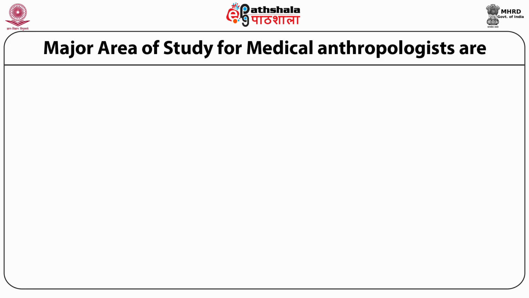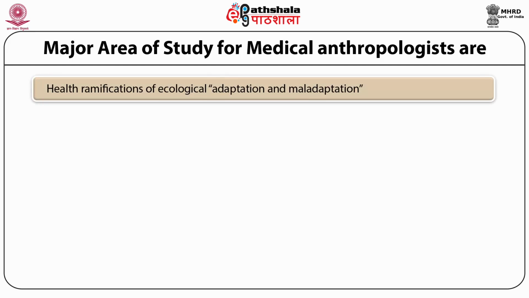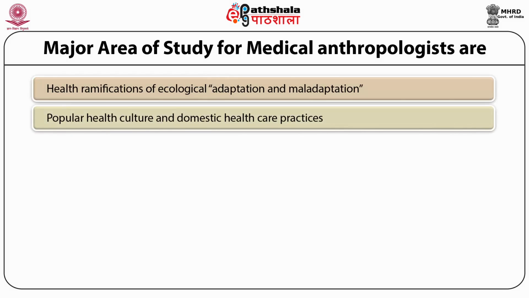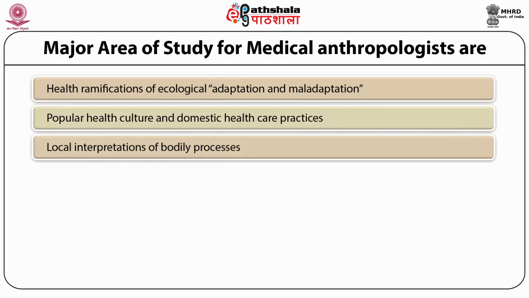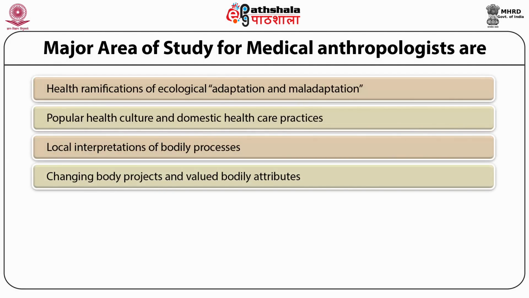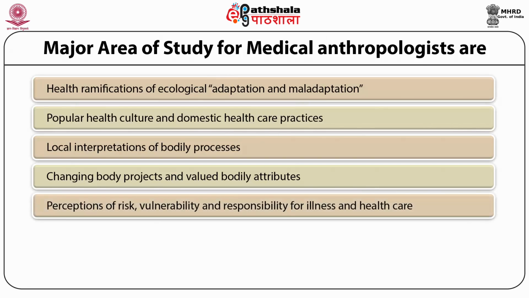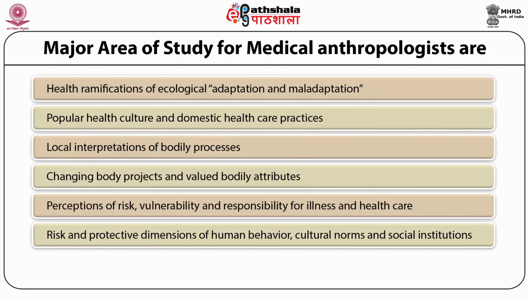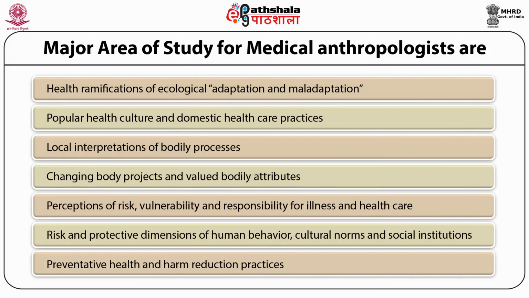Major areas of study for medical anthropologists are: 1. Health ramifications of ecological adaptation and maladaptation. 2. Popular health culture and domestic healthcare practices. 3. Local interpretations of bodily processes. 4. Changing body projects and valued bodily attributes. 5. Perceptions of risk, vulnerability, and responsibility for illness and healthcare. 6. Risk and protective dimensions of human behavior, cultural norms, and social institutions. 7. Preventive health and harm reduction practices.